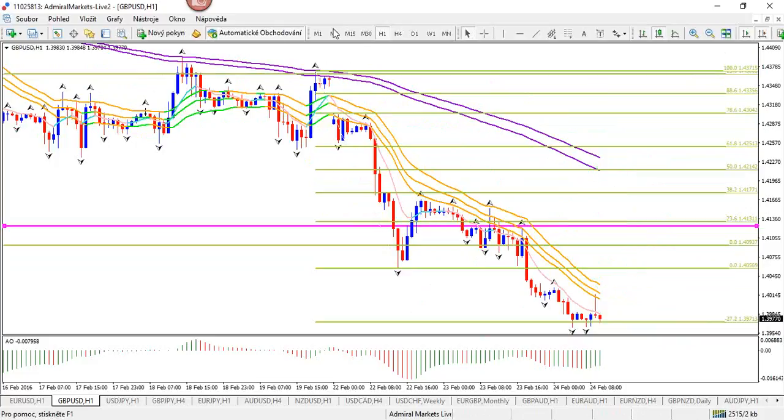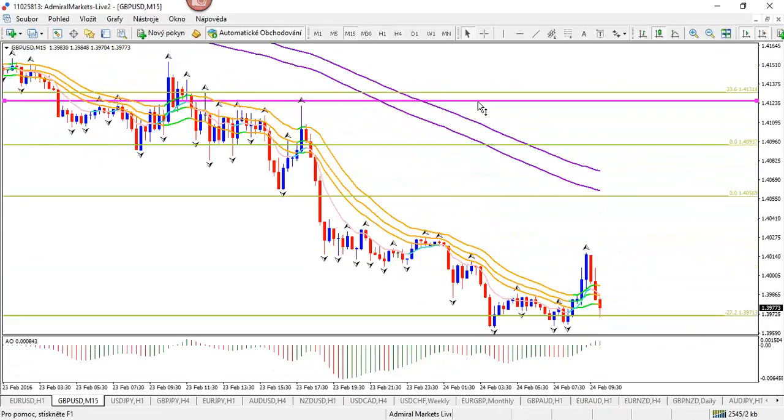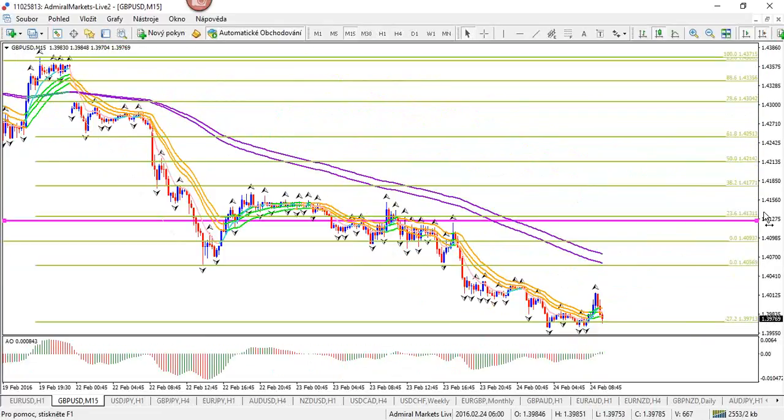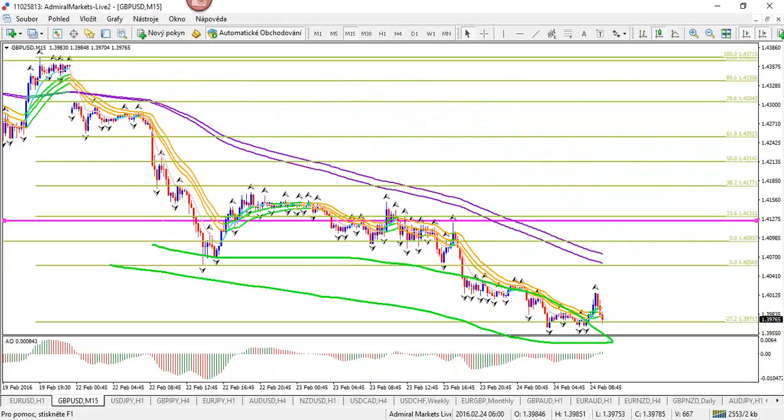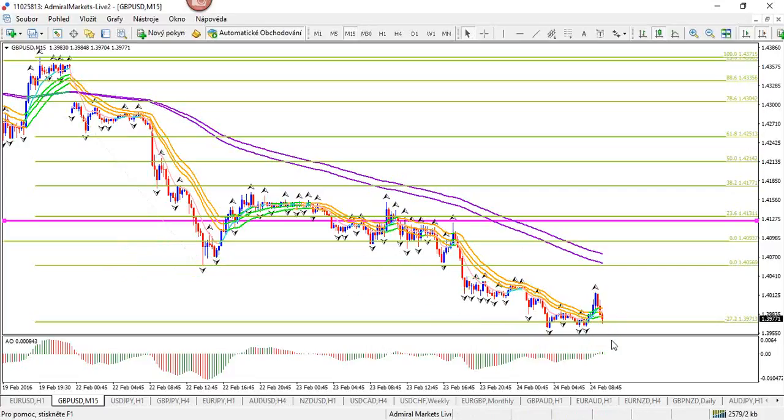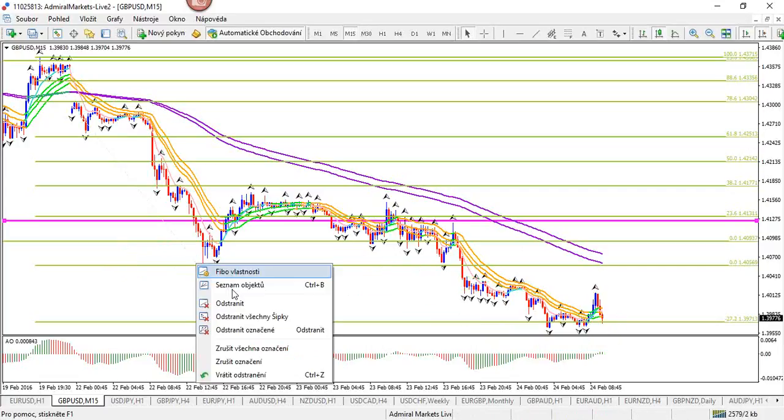How about the 15-minute chart? Well, we have a bit of divergence, so we know that there's a bit of a chance to get a bigger retracement, but there's only a single divergence, so it's not very strong.